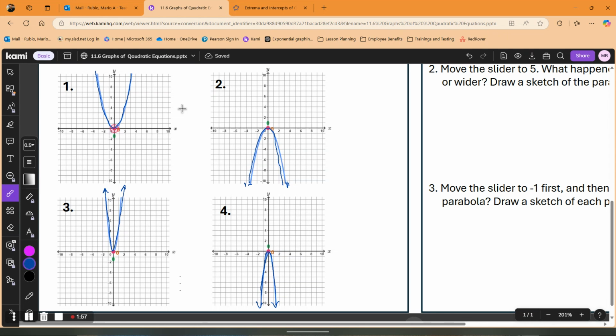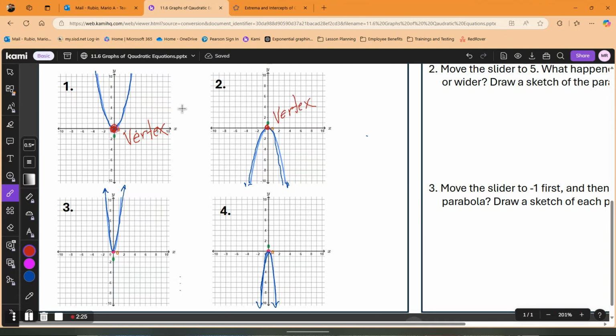The other things that we can notice about these is, where's the vertex? The vertex, I'm going to put it in red here, is either the lowest or the highest point. So if it's a regular upshaping U, the vertex is at the bottom. If it's pointing down, the vertex is at the top.